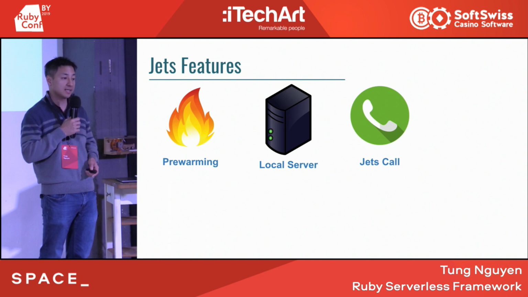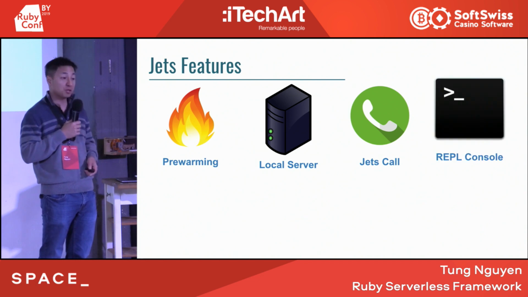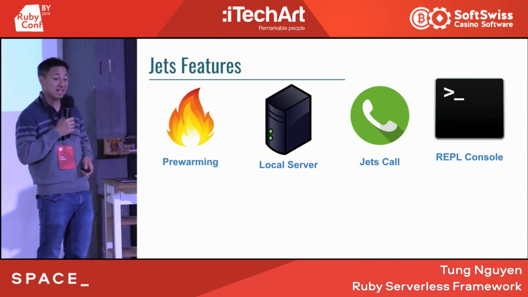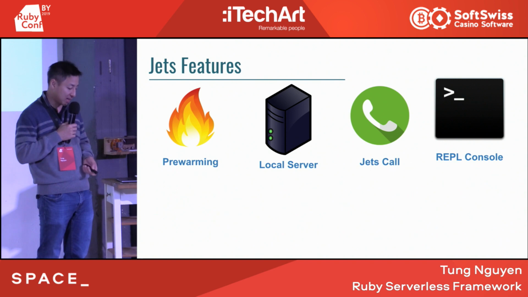There's Jets call. This is another way to actually test locally and remotely, basically calling either a local method or a remote Lambda function. There's a third way to test locally, called Jets console, which just spins up an IRB shell and then loads the environment in. So then you could go mess around there and kind of learn your application.